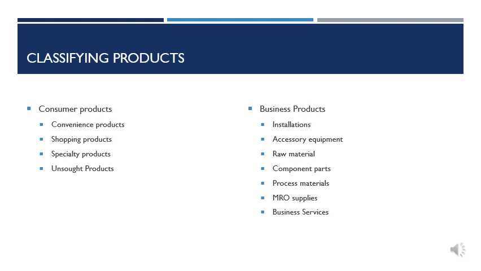Installations are buildings, facilities, and other physical property the company uses to house or hold its operations, like a warehouse. Accessory equipment is equipment that is used to make the company's final product, but does not become part of the final product. An example would be a heat press that is used to make t-shirts. Raw materials are the basic natural materials that become part of a company's final product. An example of this would be rubber that is used to make tires.